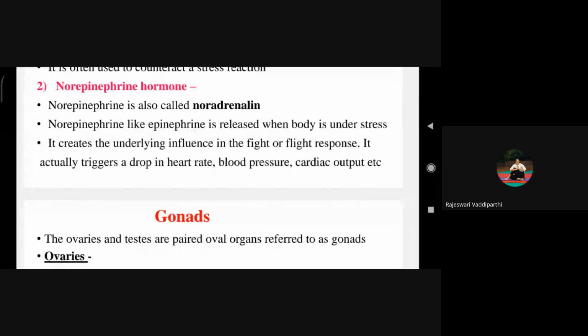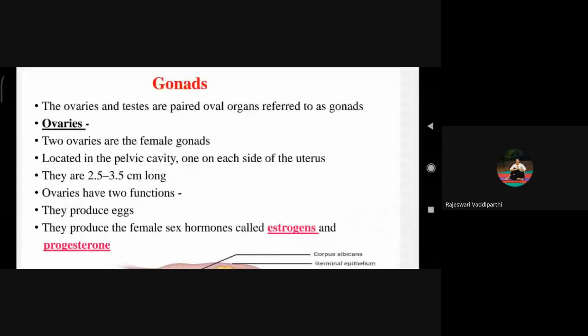Gonads are the ovaries and testes in male and female. A pair of ovaries and a pair of testes are present. Testes are present in male, ovaries are present in female, and these are the primary sex organs. So they are known as gonads.